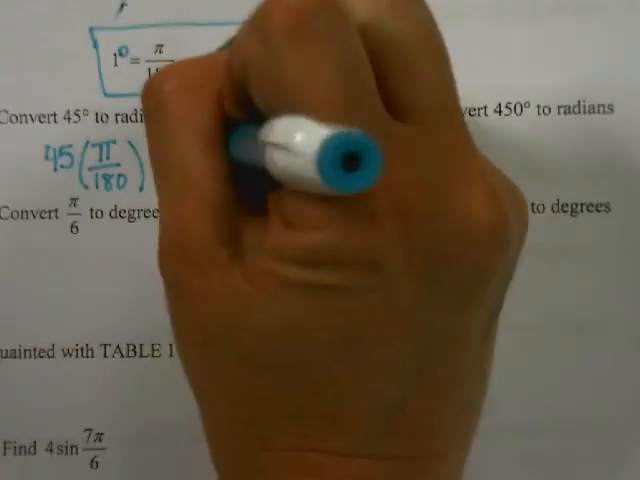So this guy has a pi and I'm going to keep him in my numerator. Now 45 and 180, remember that's a fraction.